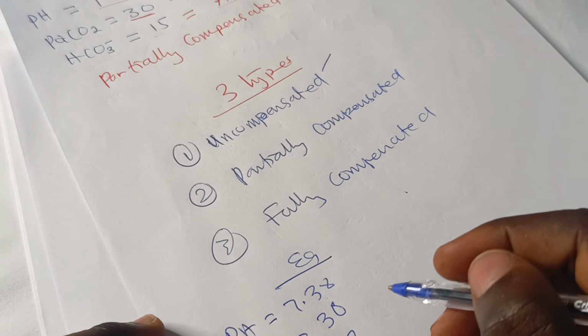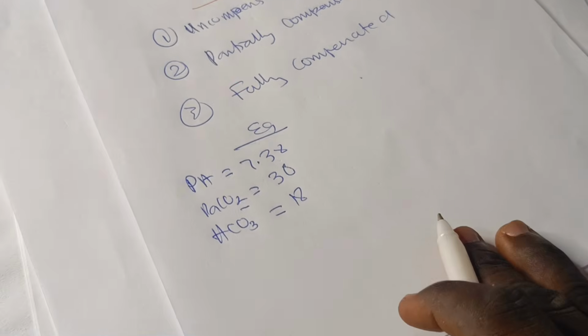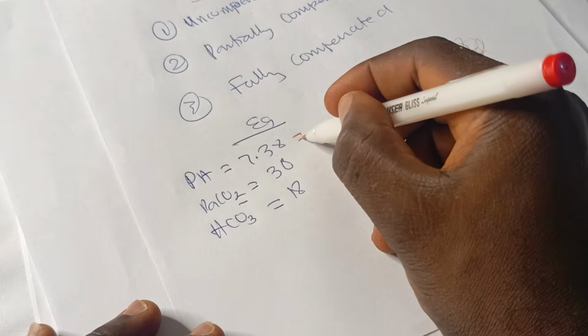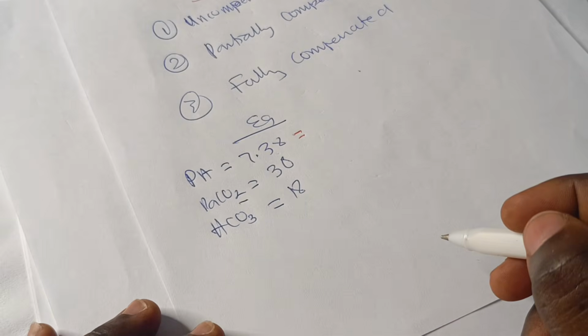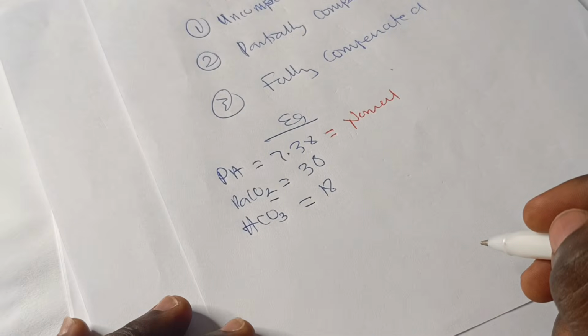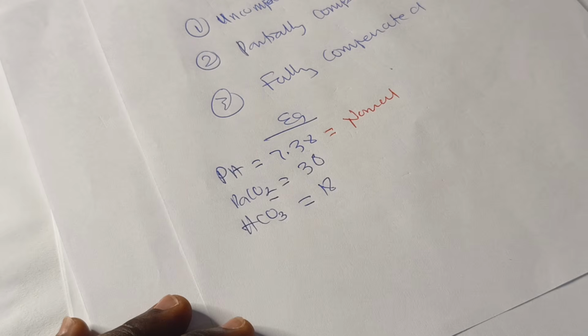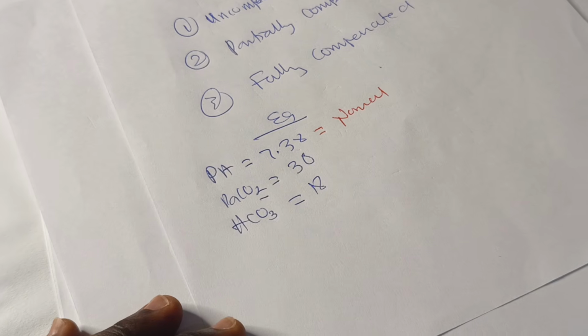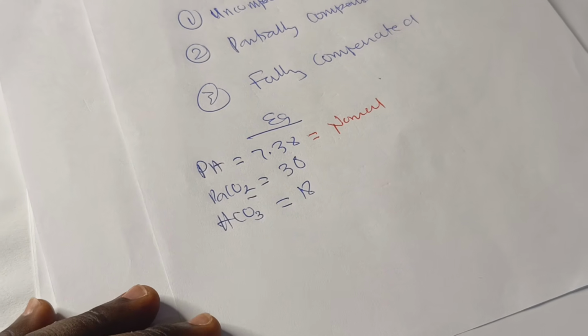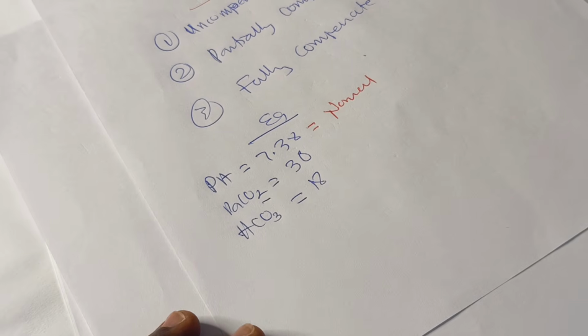Now, what is the interpretation here? How will you interpret this pH? It's normal. It's normal, right? Good. But the partial pressure of carbon dioxide and the bicarbonate are abnormal. Okay, they are all abnormal.